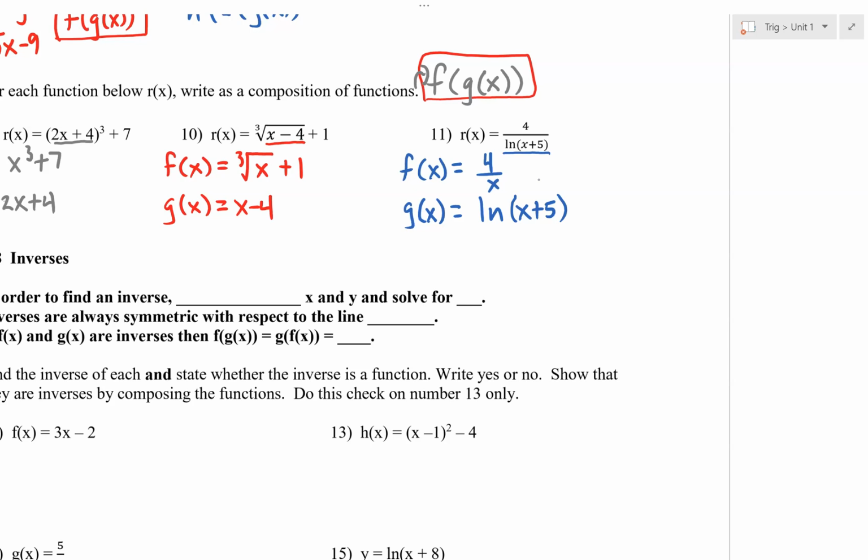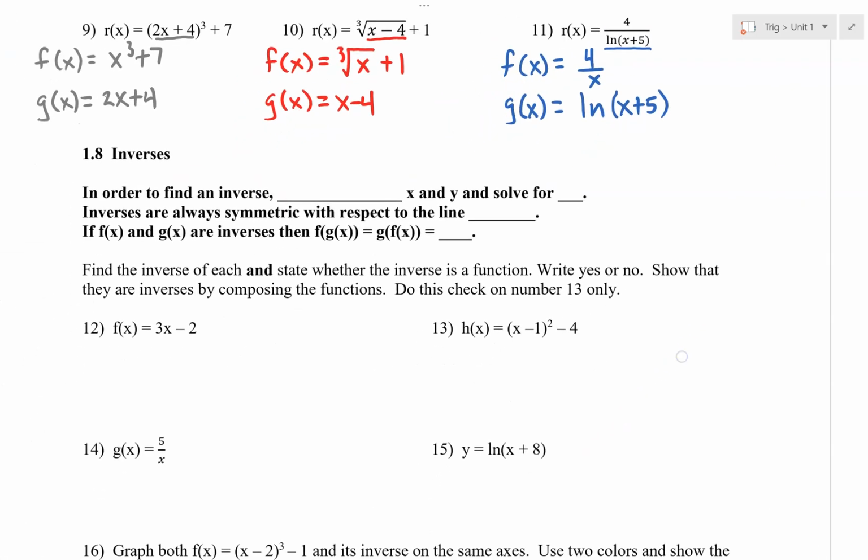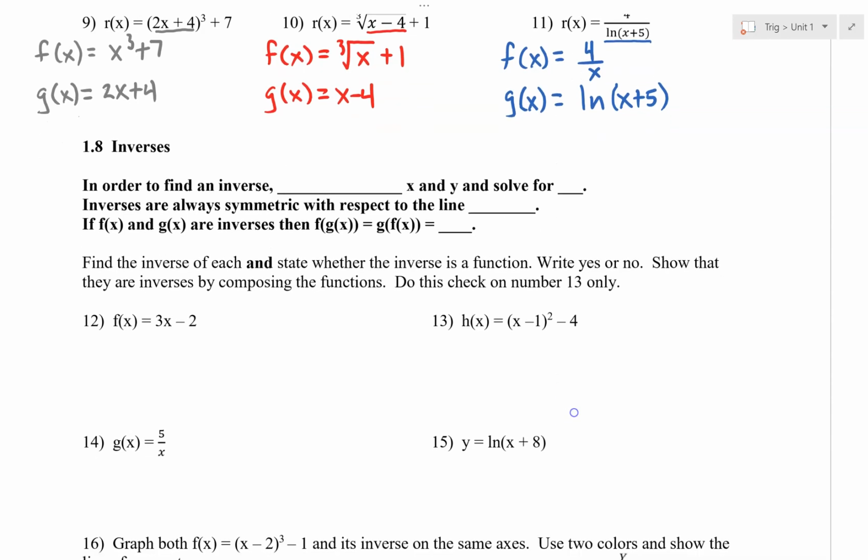So make it simple. We could have done this in 3 parts. We could have said f of x is 4 over x, g of x is ln of just x, and then h of x is x plus 5 if you wanted to get that involved. But don't take it all the way to there. It's not necessary that you do that.